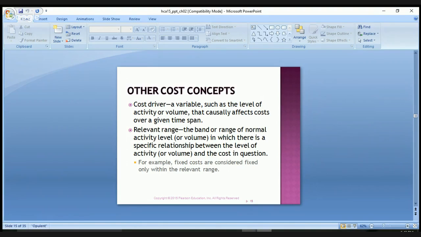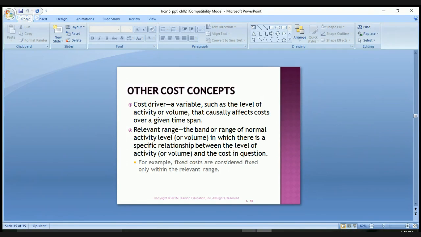A cost driver is also talking about what drives the cost. So the number of vehicles produced would be a cost driver for the truck. It could be machine hours, it could be labor hours. Those are cost drivers. Relevant range is the band or range of normal activity in which there is a specific relationship between the level of activity and the cost in question. For example, fixed costs are considered fixed only within the relevant range.